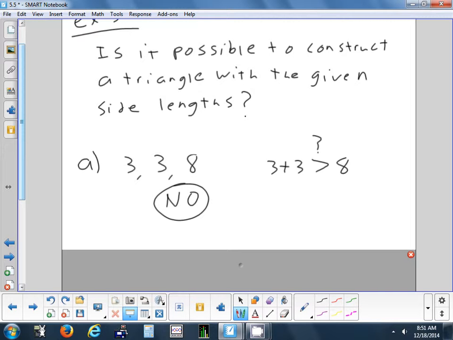The other ones work. Okay, 3 plus 8 is 11. That's bigger than 3. 3 plus 8 is 11. That's bigger than the other 3. But 3 plus 3 is not bigger than 8. So no triangle.